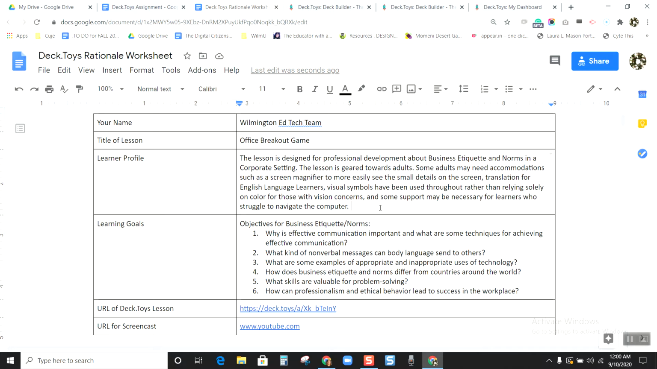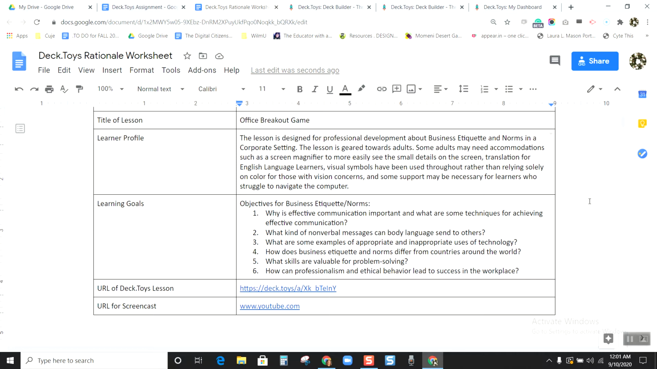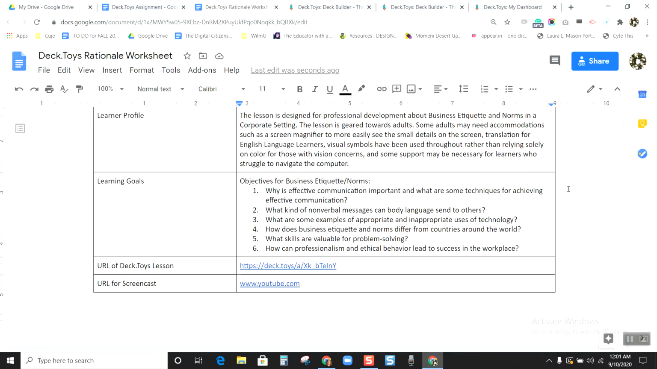In this case, our game is designed as professional development for business etiquette and norms in a corporate setting, and is geared towards adults. And then some accommodations that our adults might need, such as a screen magnifier to more easily see the small details on the screen, and translation for English language learners. We use visual symbols throughout rather than relying solely on color. For those with vision concerns, they may not be able to see the difference between green and red, so we also had different symbols throughout. And there may be some support needed for people who are struggling with navigating the computer.